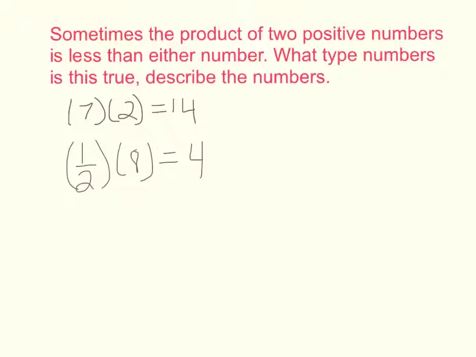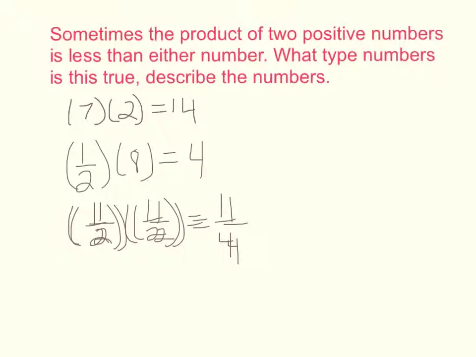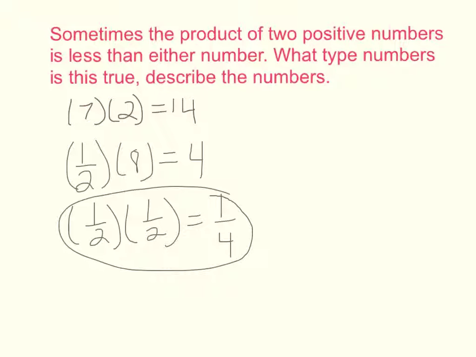Now let's try 2 fractions. Let's take 1/2 times 1/2. That gives me a 4th. Is a 4th less than 1/2? Yes, it is. If you have 1/4 of a pizza, you have less than a half of a pizza. So this is an example of the product of two positive numbers being less than either number. A fourth is less than 1/2 and 1/2. So this only works if you have two fractions. It didn't work when we only had one fraction.